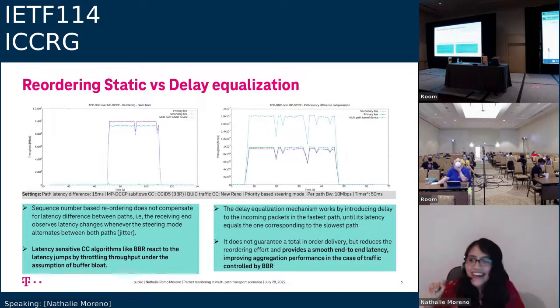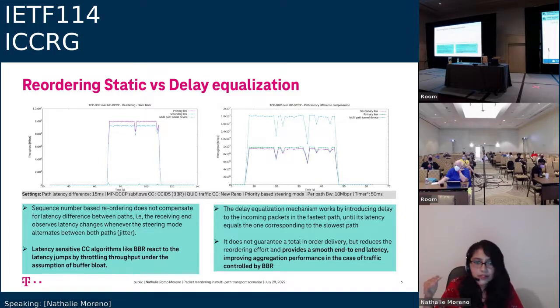Yeah, that's one. So now the question is, what happens when the congestion control is not a loss-based congestion control, but a latency-sensitive congestion control like BBR? So to test that, we use TCP BBR carried over our multipath TCP framework. We have the same setup of the static reordering with a timer higher than the path latency difference. So we know that the scrambling is corrected, but we still see that only one path is utilized.